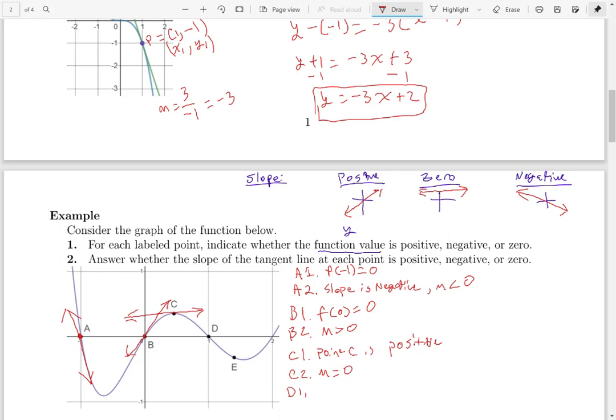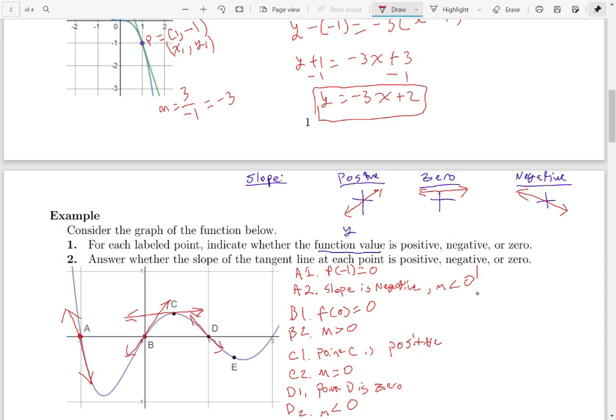The point D is 0. And then if we consider the slope of the tangent line, it would look something like this. And as I read left to right, that's decreasing, so I'm going to say that the slope is negative. Okay, slope is less than 0, therefore negative.